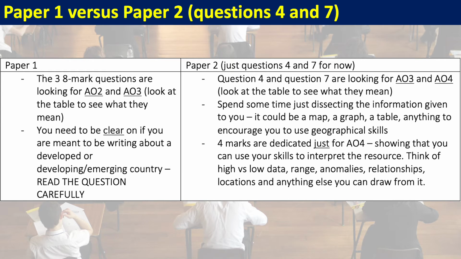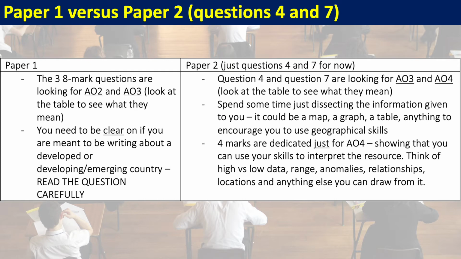Now, it is really important to note that all 3 of those 8 markers on paper 1 ask for AO2 and AO3. Rewind this video to remind yourself what we mean by Assessment Objective 2 and Assessment Objective 3.